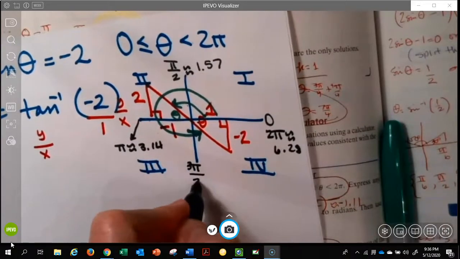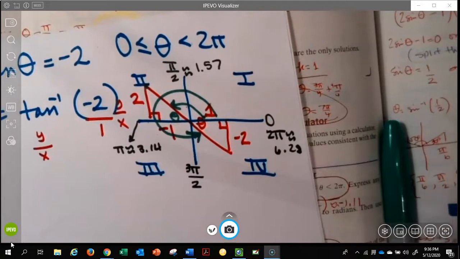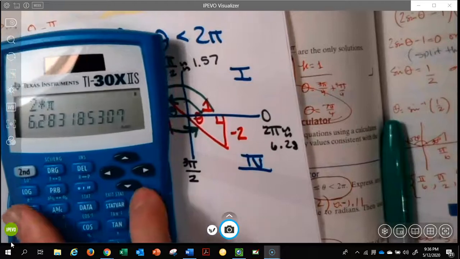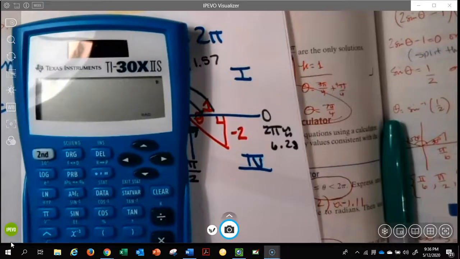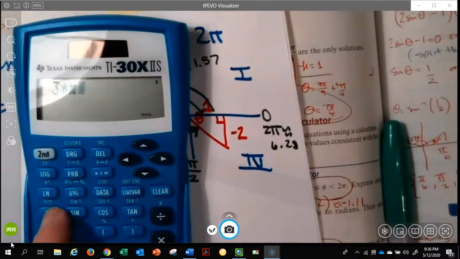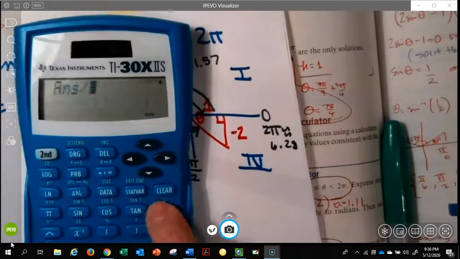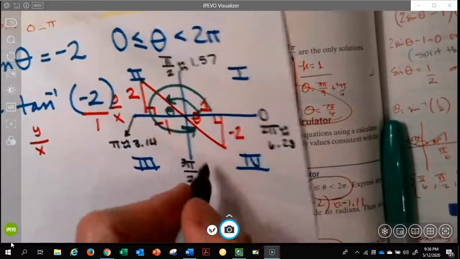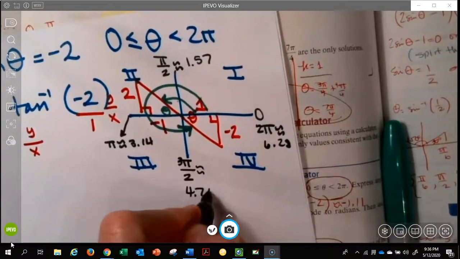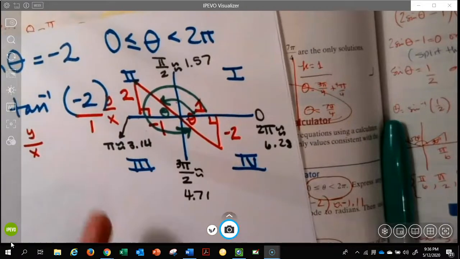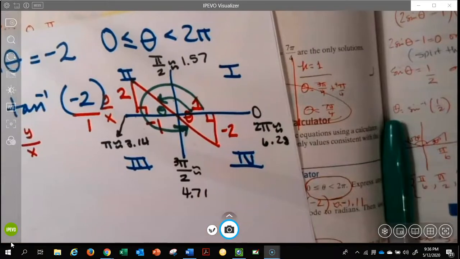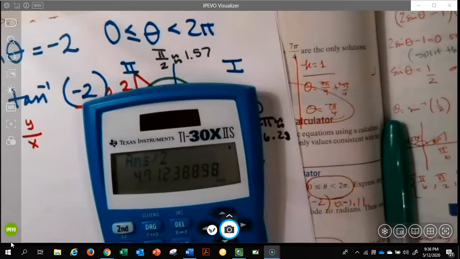Down at the bottom is 3 pi over 2. With our 3 pi over 2, I'm going to punch in to see about what that is. 3 times pi, I'll hit equals, divide it by 2 and hit equals, it's about 4.71. So anything down here is going to be about 4.71, and I see my boundaries, my numbers, my information in radians. Okay, now I'm ready to punch.